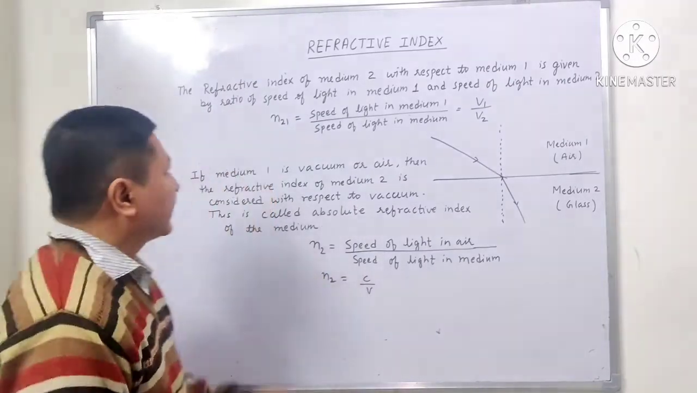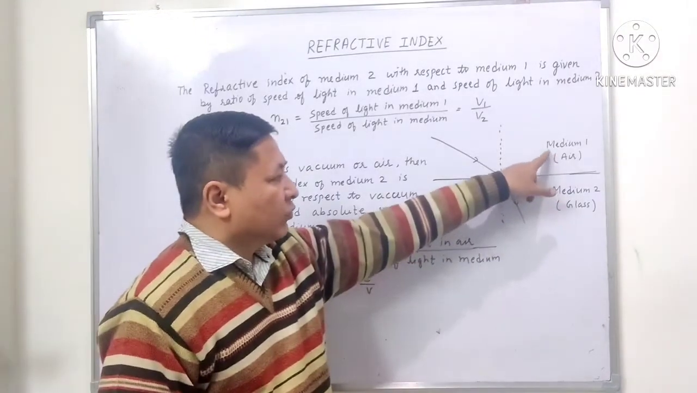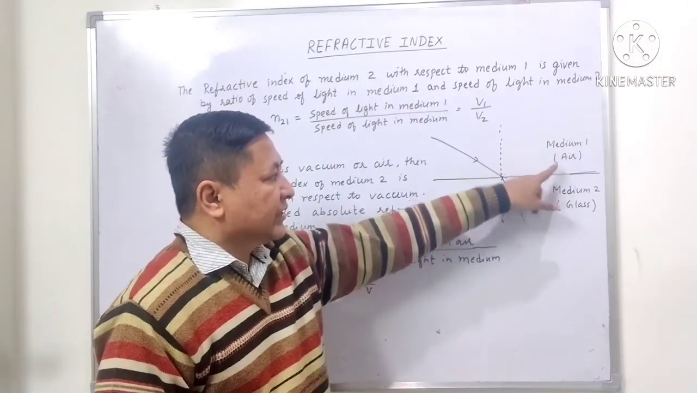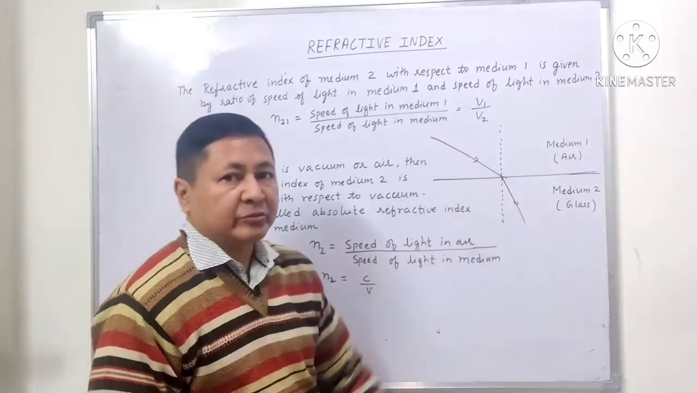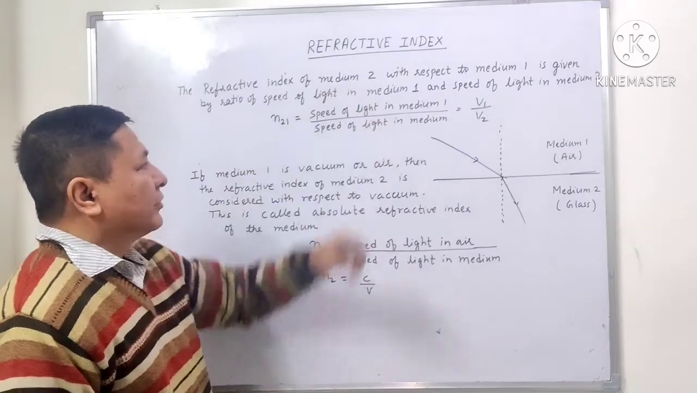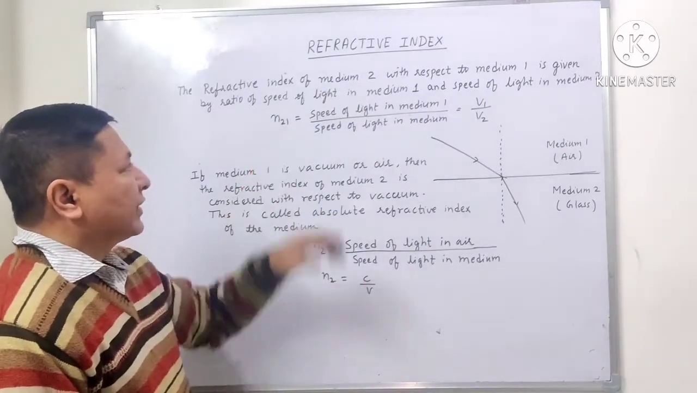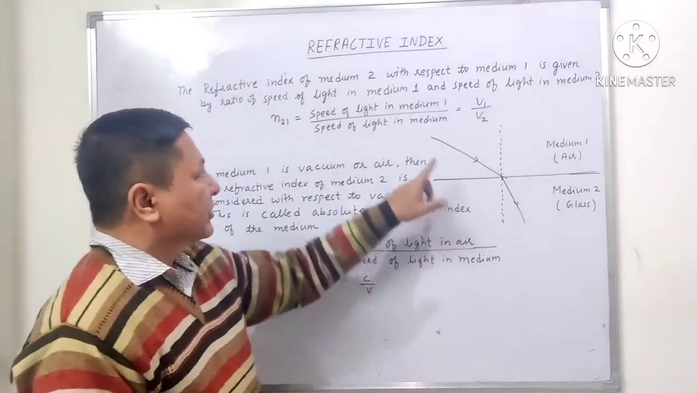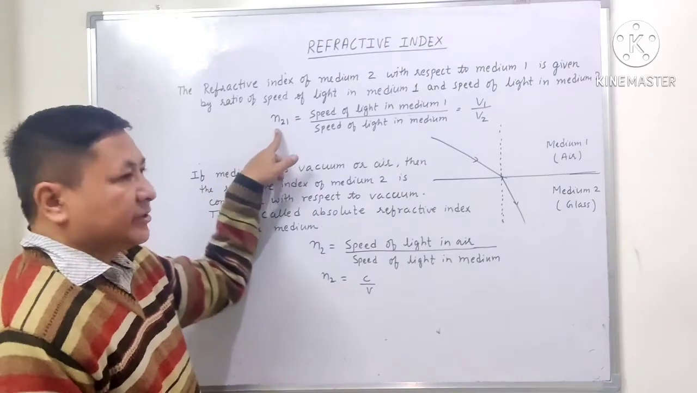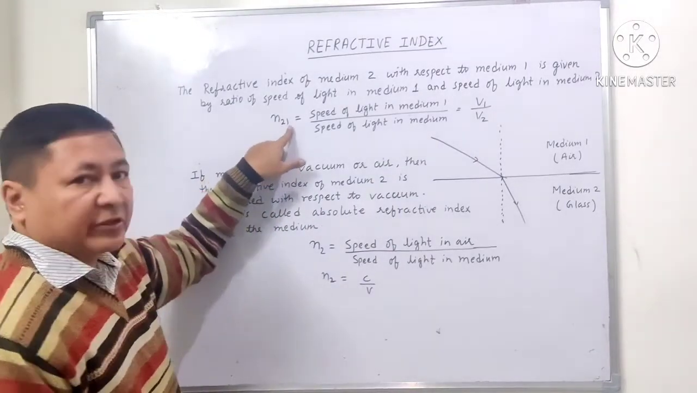Now what is refractive index? The refractive index of medium 2. Now there are two media here, medium 1 and medium 2. Medium 1 is air here and medium 2 is glass here. So the light is entering from medium 1 to medium 2. So the refractive index of medium 2 with respect to medium 1 is given by the speed of light in medium 1 to the speed of light in medium 2. So this is the ratio. This is represented by n21, that is the refractive index of the second medium with respect to the first.